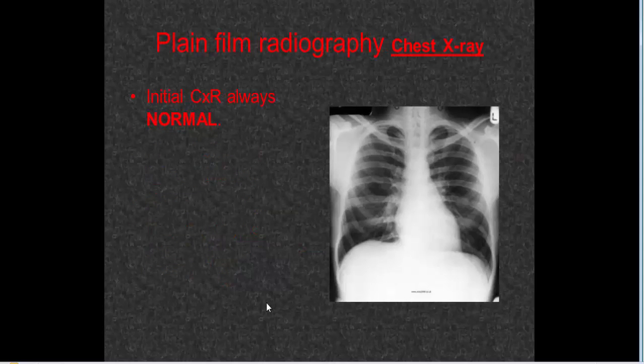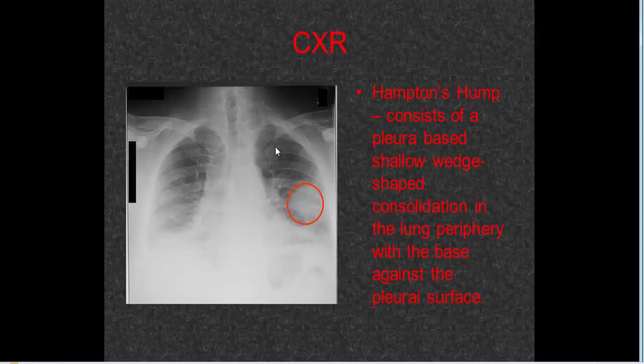Plain film radiography, chest X-ray: the initial chest X-ray is always normal in pulmonary embolism. What signs are present on chest X-ray? Hampton's hump consists of a pleural-based, shallow, egg-shaped consolidation in the lung periphery with the base against the pleural surface. It is a triangular, wedge-shaped consolidation with its base on the pleura.